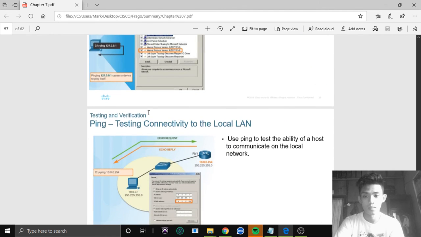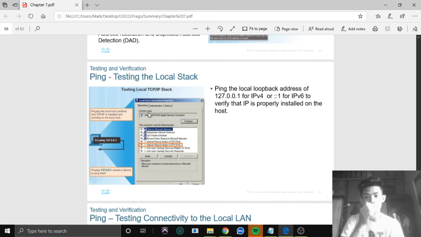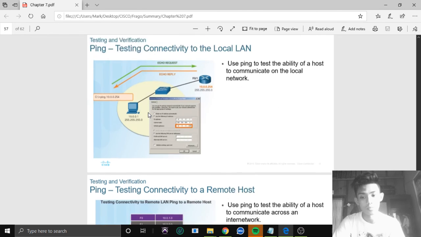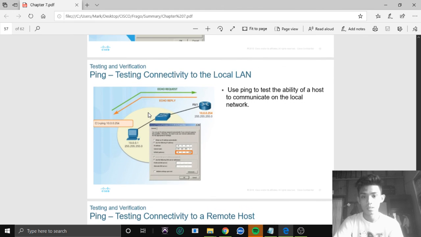So, we have ping, testing the local stack. Ping the local loopback address of 127.0.0.1 for IPv4 or ::1 for IPv6 to verify that IP is properly installed on the host. Use ping to test the ability of a host to communicate on the local network.